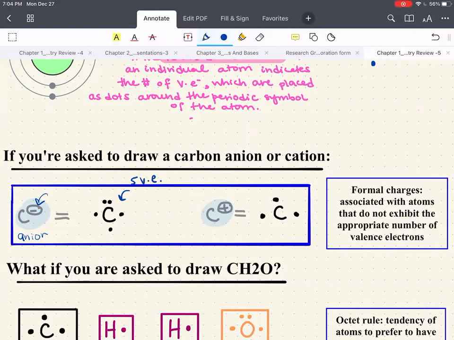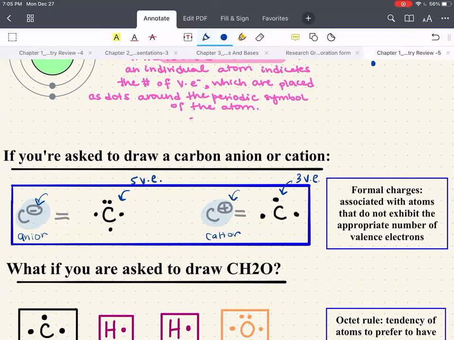Now, a carbon cation actually demonstrates electron deficiency, and it's going to have 1 less electron than usual. So here's our carbon cation. You see a carbon with a positive charge. Okay, that means that carbon lost 1 of its valence electrons. So instead of 4 valence electrons, it now will have 3 valence electrons.